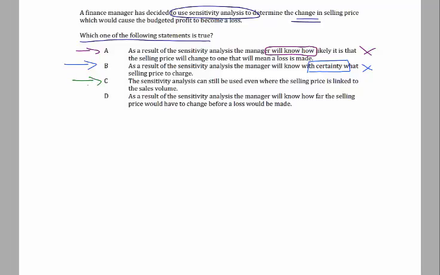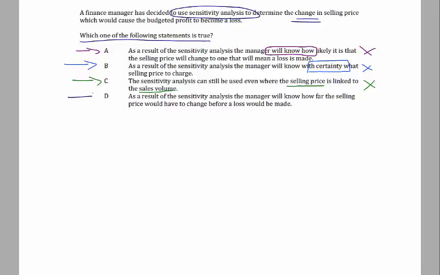C, the sensitivity analysis can still be used even when the selling price is linked to the sales volume. Now, what this is implying is if you lower your selling price, your sales volume will increase. And as a result of that, you can't look at sensitivity analysis for selling price on its own because it's intrinsically linked to the sales volume. If one changes, the other one is going to change too.